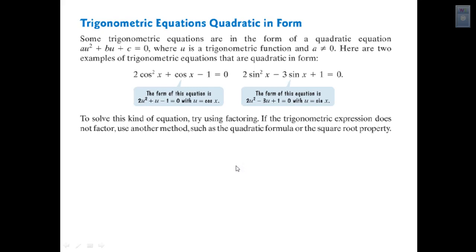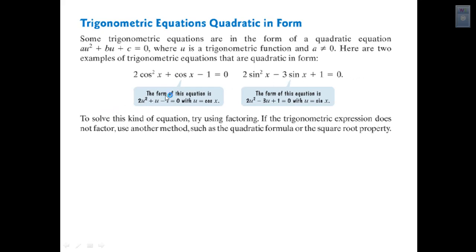All right, now some trigonometric equations are in the form of a quadratic equation, au squared plus bu plus c equals 0, where u is a trigonometric function and a does not equal 0. Here are two examples of trigonometric equations that are quadratic in form. 2 cosine squared x plus cosine x minus 1 equals 0. 2 sine cubed x minus 3 sine x plus 1 equals 0.